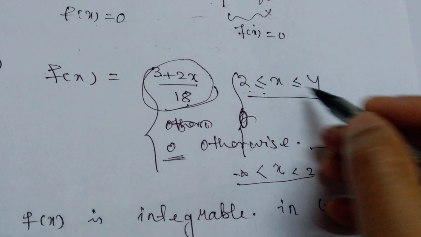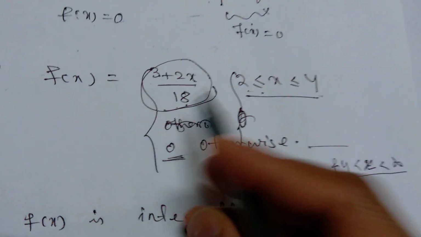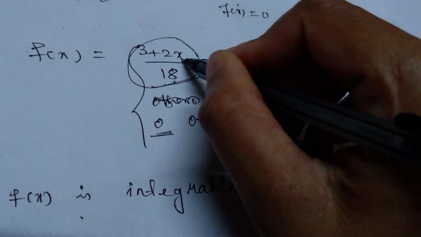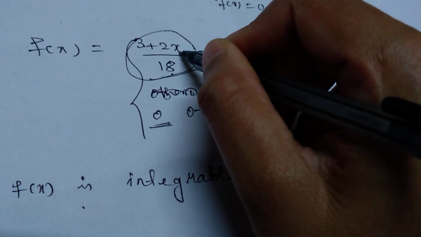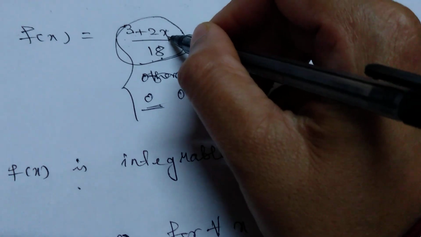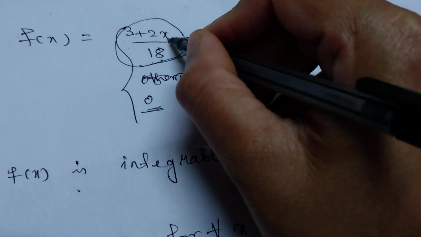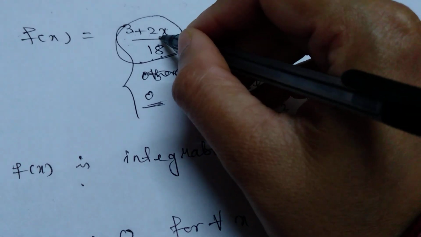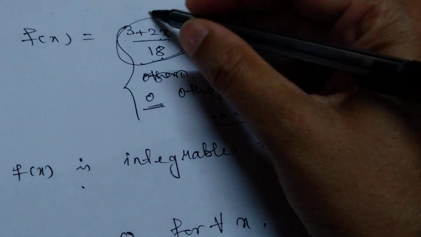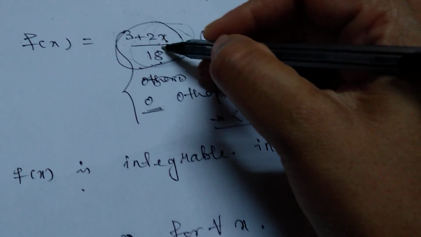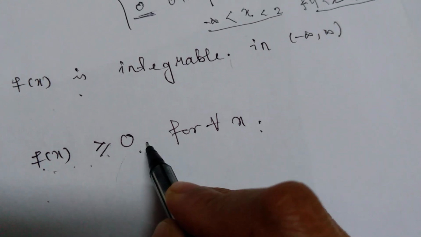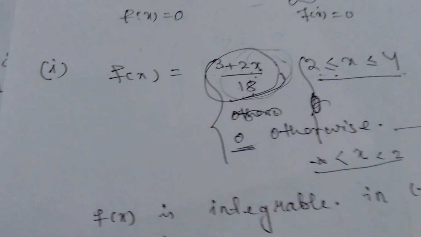For 2 to 4 we have 3 plus 2x by 18. Whenever we consider any value of x within 2 to 4, check for 2.5, for 2.1, for 2.9, for 3.9, whatever the value between 2 to 4, it is a positive value. You put the value of x within 2 to 4 and obtain the resulting value of f of x. F of x is also positive, so it is obviously true that f of x is positive for all x. So the second part is also proved.